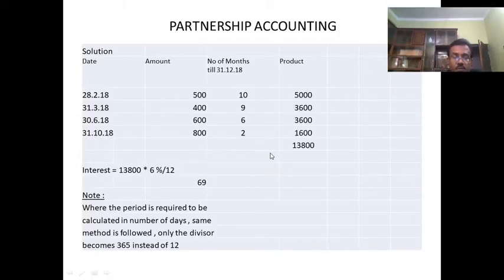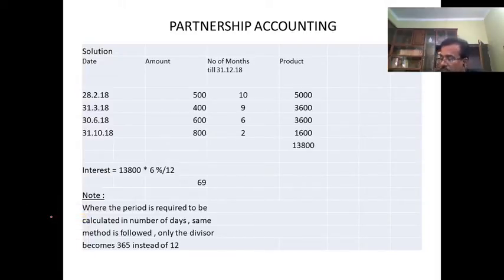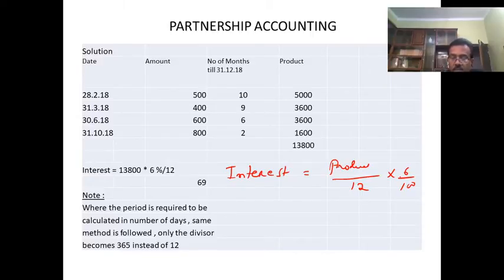So the interest formula is: interest is equal to product by 12 into 6%. 6% is your rate here. So we get a figure of 69.